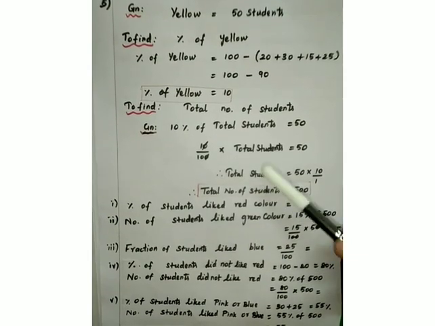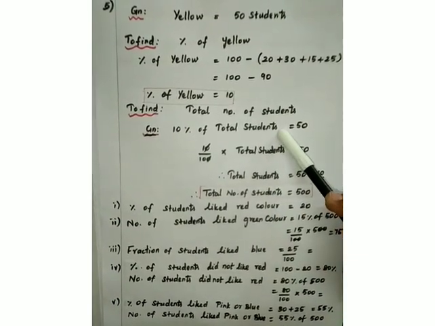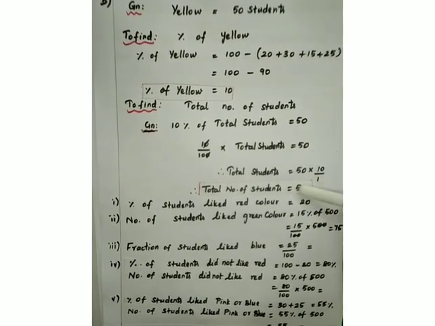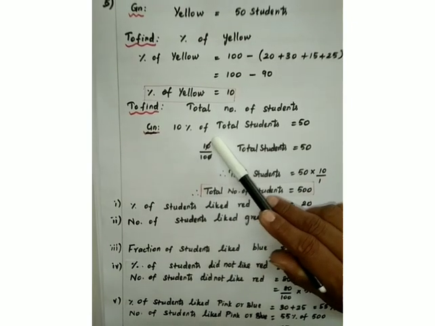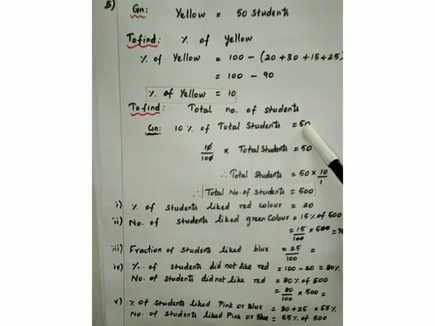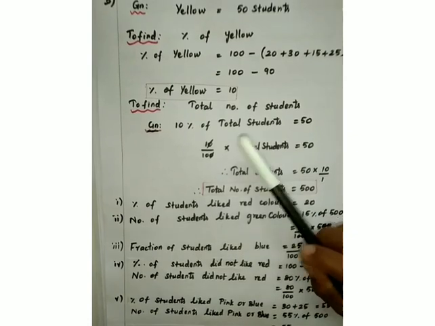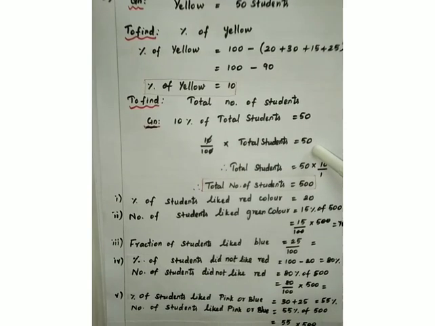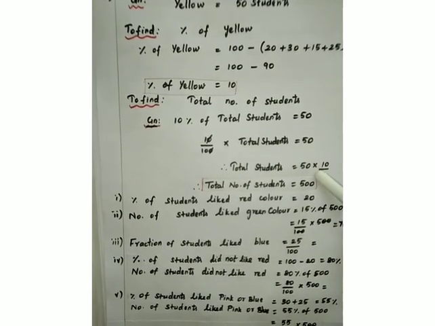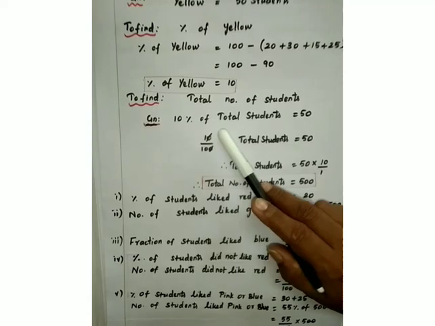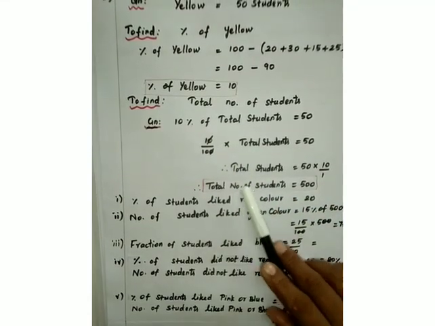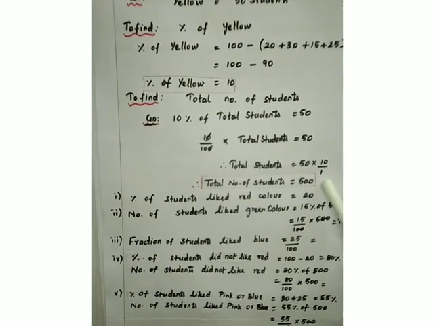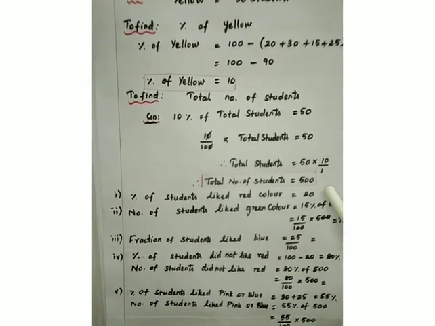Now we are going to find out the total number of students. By using the given yellow students, we are going to find out the total number of students. So here given 10% of total students is 50. It is given in the question. 10% means 10 by 100 into total students equals 50. So total students equals 50 into 10. Here the zeros we can cancel. Then 1 by 10 we can take as a reciprocal. So 50 into 10 by 1. So 50 into 10 is 500.